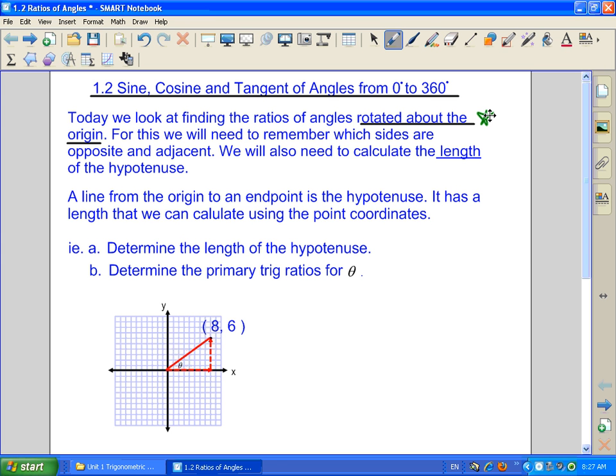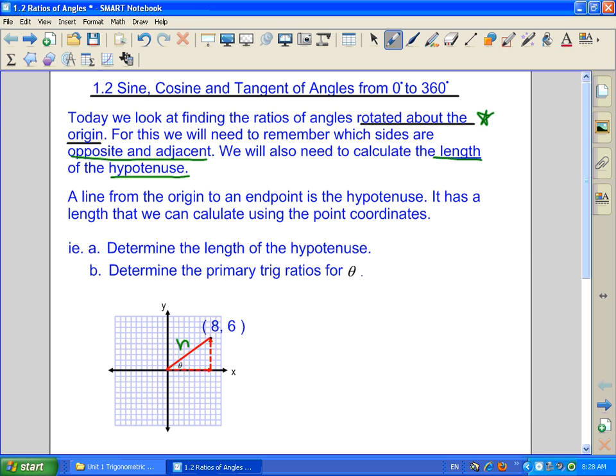For this, we will need to remember which sides are the opposite and adjacent. We will also need to calculate or find the length of what's called the hypotenuse. Okay? A line from the origin to its endpoint is the hypotenuse. So take a look at this diagram here, guys. That's going to be our H. It has a length, so we can calculate it using the point coordinates.